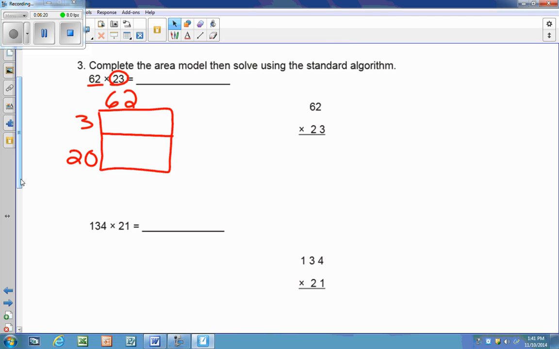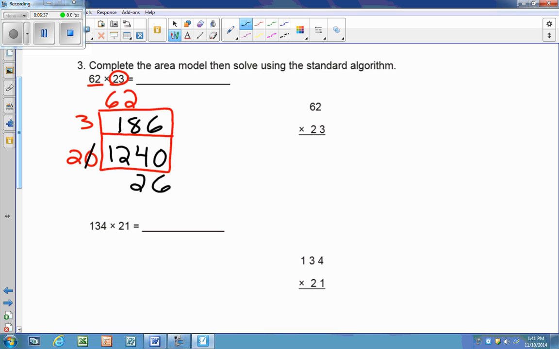I'm going to multiply 3 times 62, and I end up with 186. And then I'm going to ignore the 0, put it back in over here, and 62 times 2 would be 1,240. And then I'm going to add them together, and I end up with 1,426.